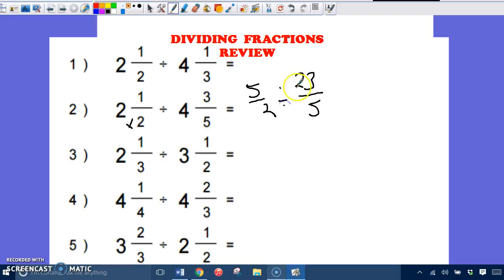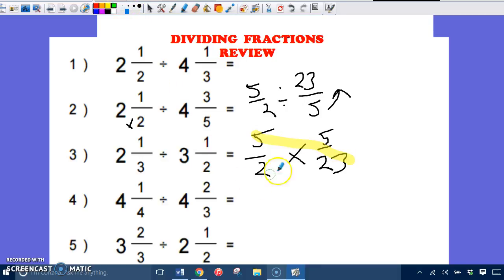And remember, once they've changed into improper, keep the first one the same, change the problem to multiplication, flip the second one, do the reciprocal thing. Ta-da! And then I reduce diagonally. You know how I do. Reducing diagonally. And let's pretend I look for a 5 and a 23 in my chart, and a 2 and a 5 in my chart. If you're not sure what I'm doing, you need to go back a video and check out how to reduce diagonally in order to help you out.